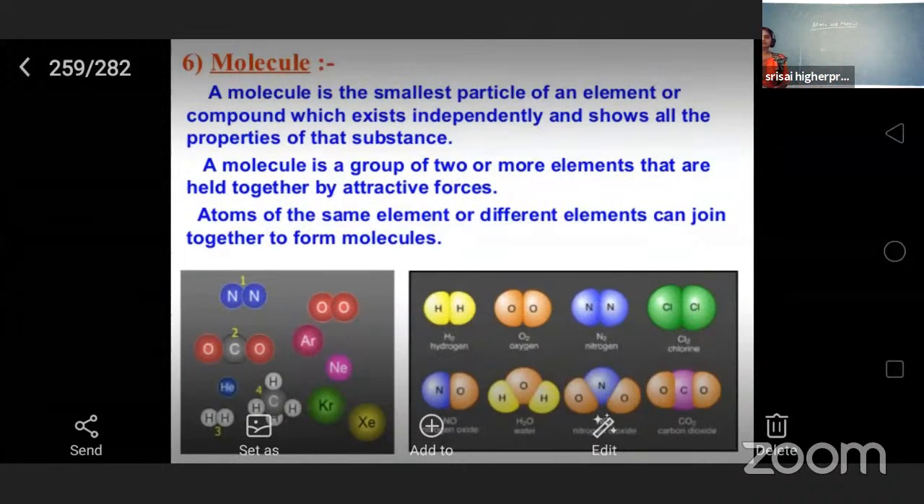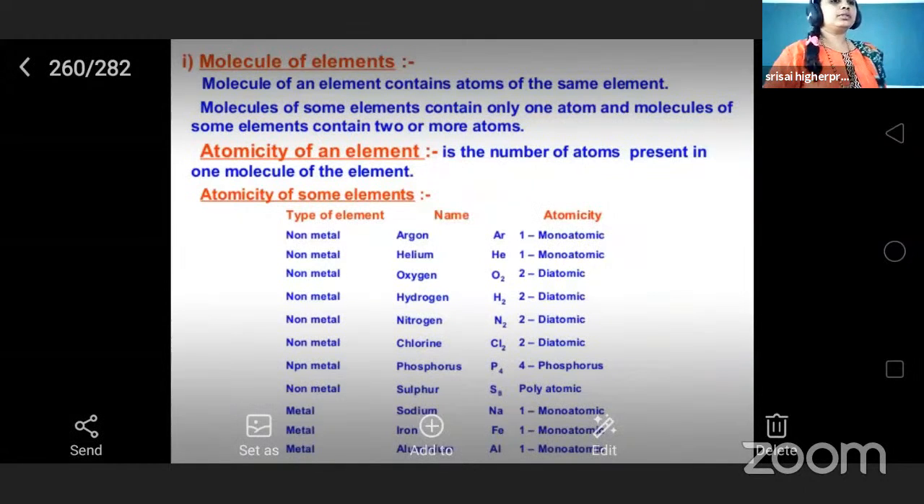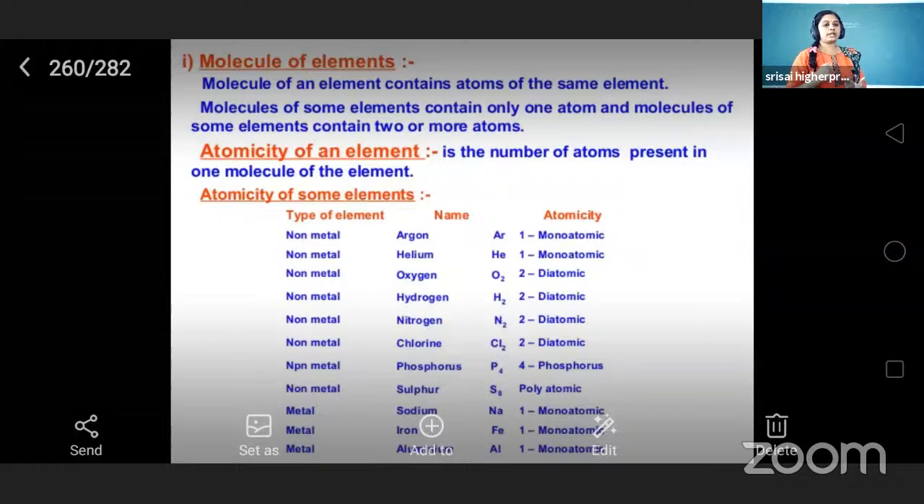Yes, ma'am. Then we have discussed the atomicity of some elements. So which metal or non-metal has how many atoms? If they have one atom, it is monoatomic; two atoms means diatomic; three atoms means triatomic; four means tetratomic, and eight means polyatomic. We should keep this in mind.